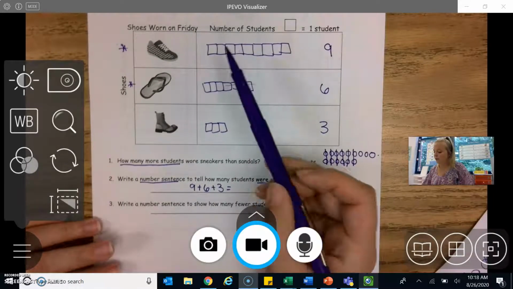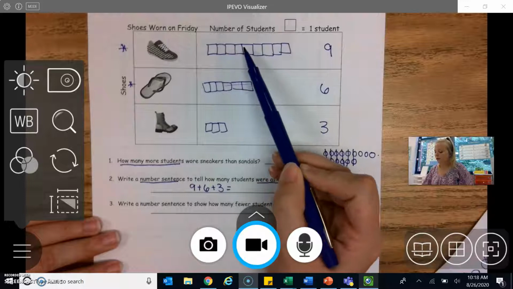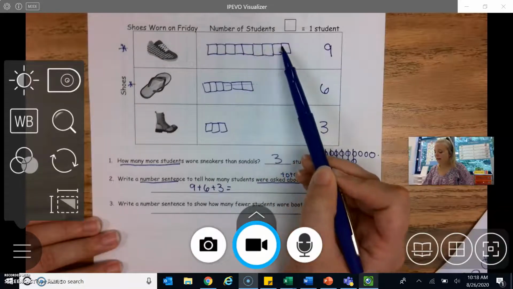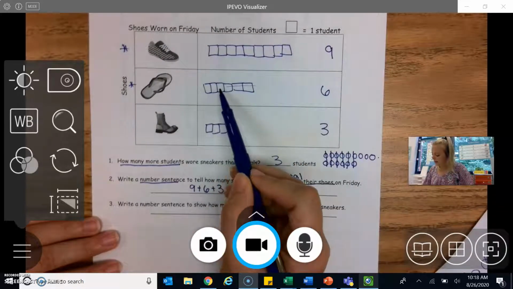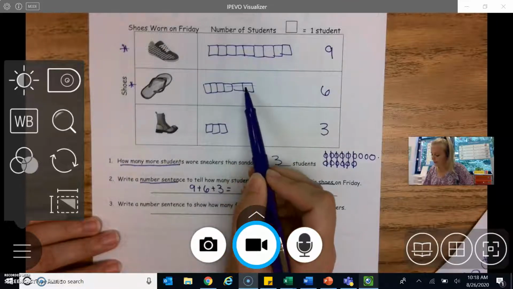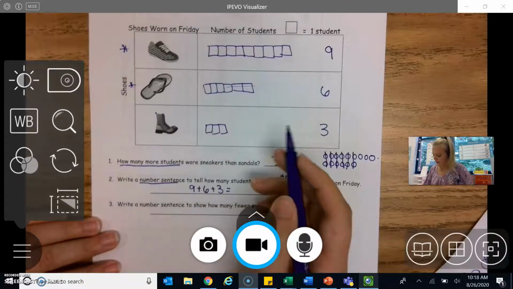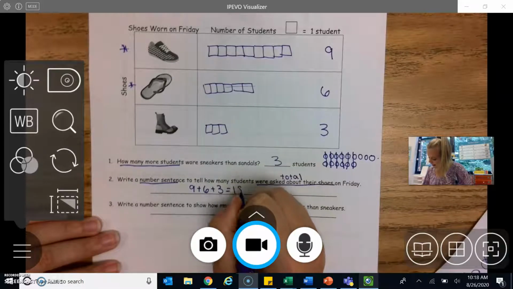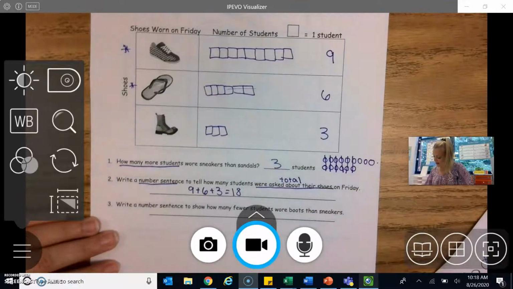Let's count our squares. 1, 2, 3, 4, 5, 6, 7, 8, 9, 10, 11, 12, 13, 14, 15, 16, 17, 18. 18 students were asked in total.